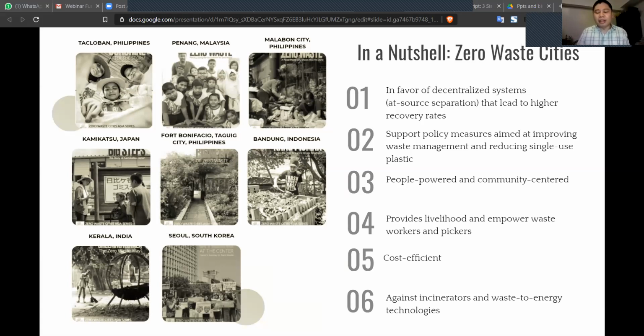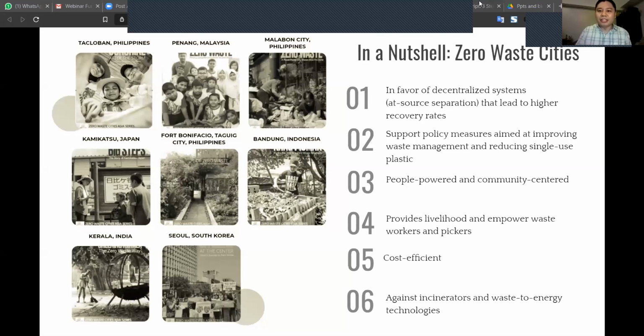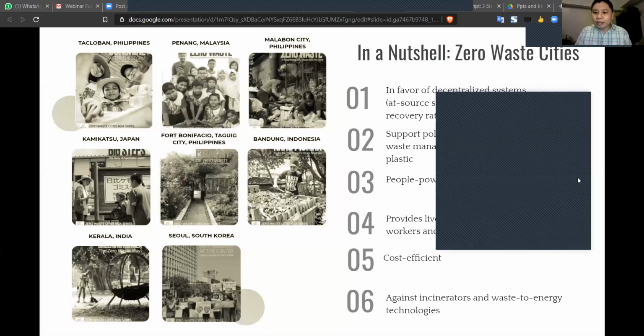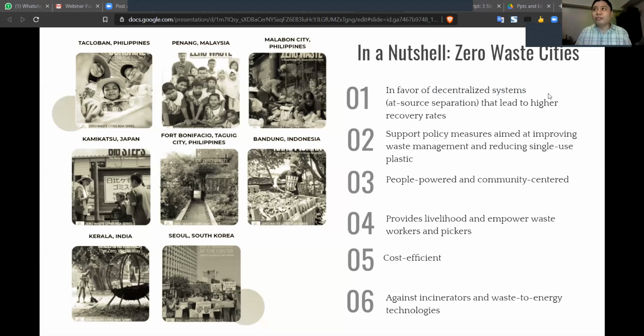So they are part of multi-sector committees. They're part of decision-making processes. They're part of preparing designs for collection routes or even providing feedback for our cities.